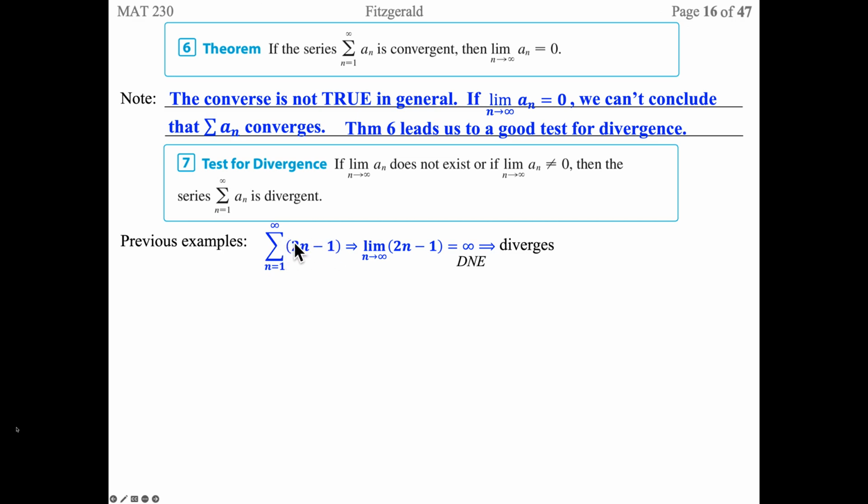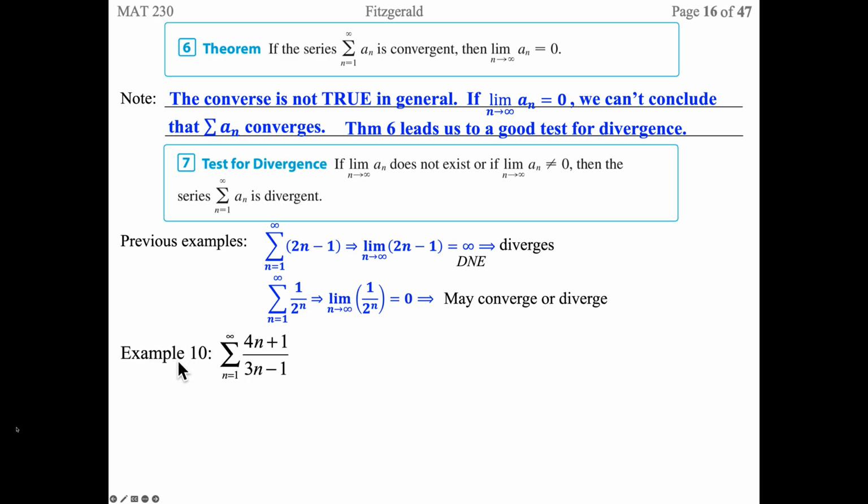So if we look at previous examples, here we know that this was a divergent series. If you just take the sequence, take its limit, and its limit is equal to infinity, which means it does not exist, it's divergent. It's going to diverge. Here we had that geometric sequence. If you take the limit of this right away, it goes to 0. It may converge or it may diverge. We don't know. We are going to have to go and test it out.